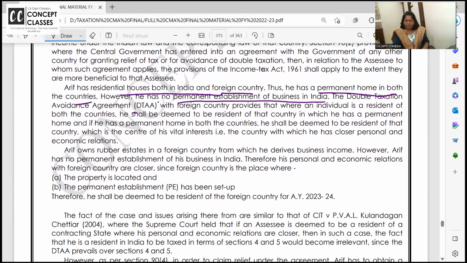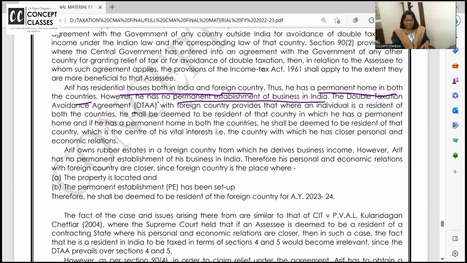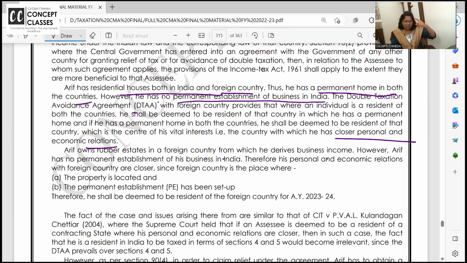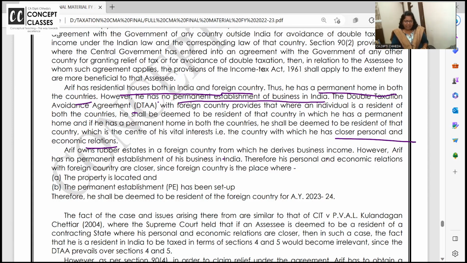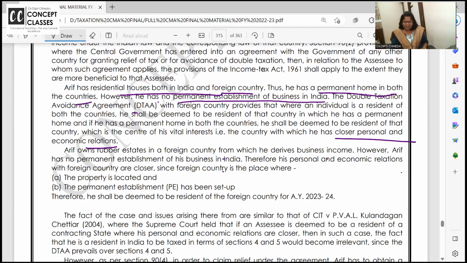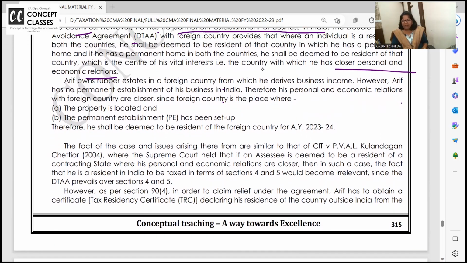The DTA with the foreign country provides that where an individual is a resident in two countries, he will pay tax where he is having P business related, which is closer in personal and economic relation, जहां उसका business side diversion है. Arif owns a rubber estate in the foreign country, main उसकी income वहां है. However, Arif has no P in India, therefore his economic presence and all is in the foreign country. He will not pay any tax in India.